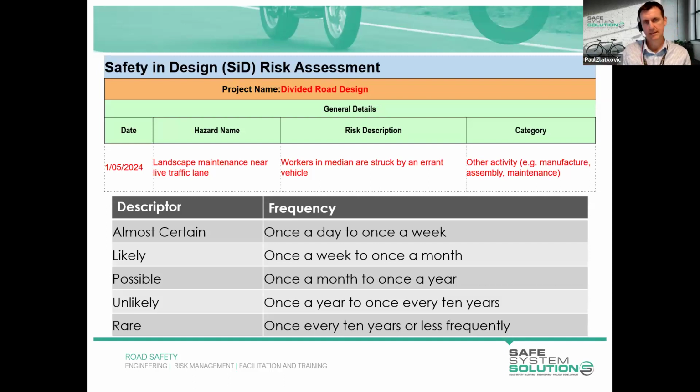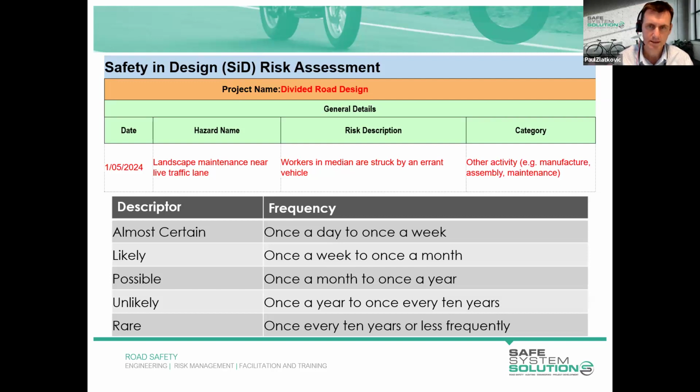As a group, we're going to assess this risk. The hazard is the live traffic which runs either side of that median, and the risk description is workers are struck by an errant vehicle. When you're describing a risk, it's really important to describe both the hazard and the risk description. The hazard is the source of harm, the thing that causes the harm. In this case, it's the vehicles running next to the median in the traffic lane.